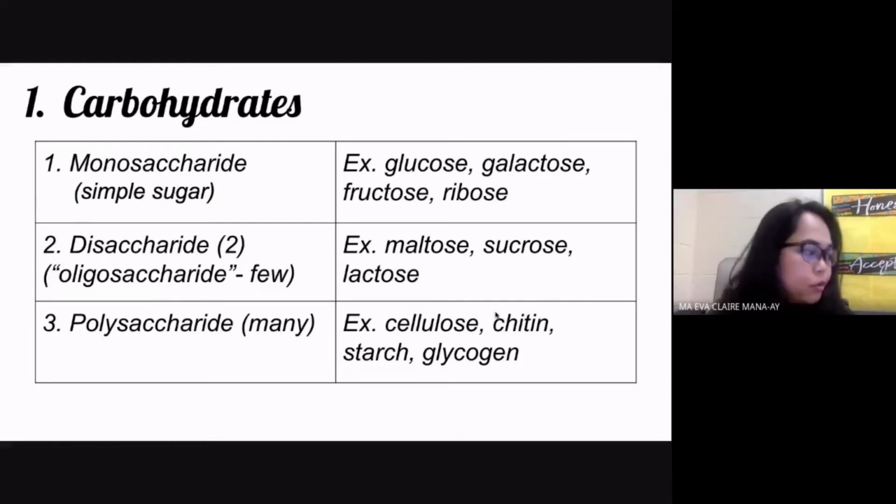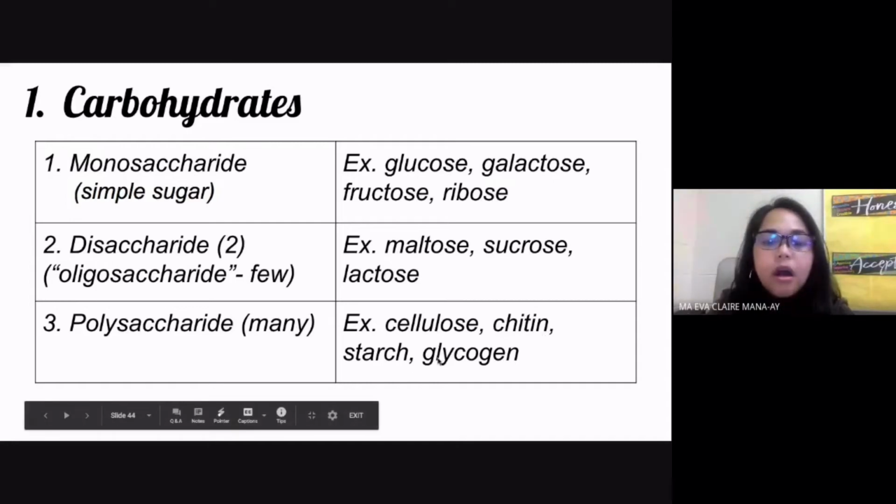Of course, you know these to be your structural carbohydrates: cellulose in the plant cell wall, and chitin in the exoskeleton of your arthropods, of your insects. Now, starch and glycogen are two examples of storage carbohydrates. These are stored carbohydrates. Starch is found in your plants, and of course, glycogen is found in your animal cells. Okay, so these are the different types of carbohydrates.